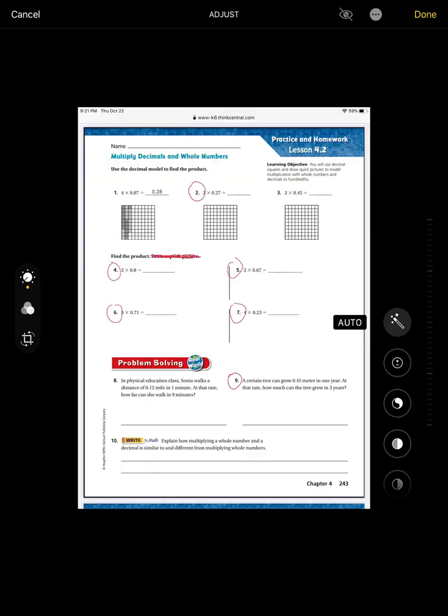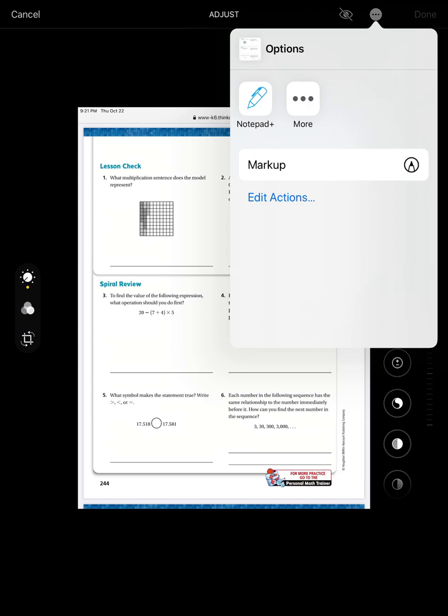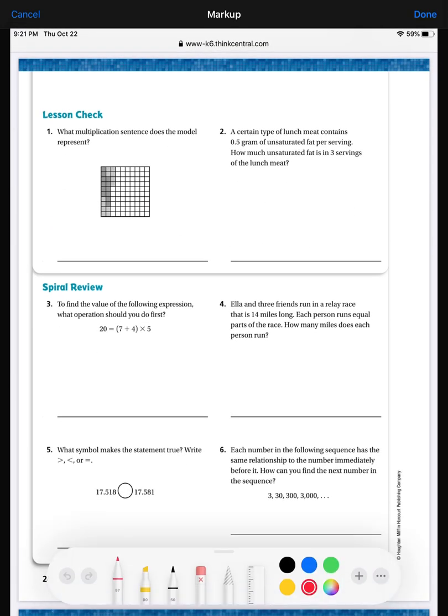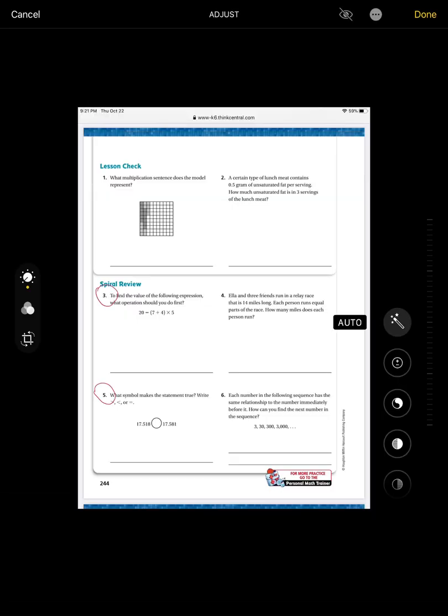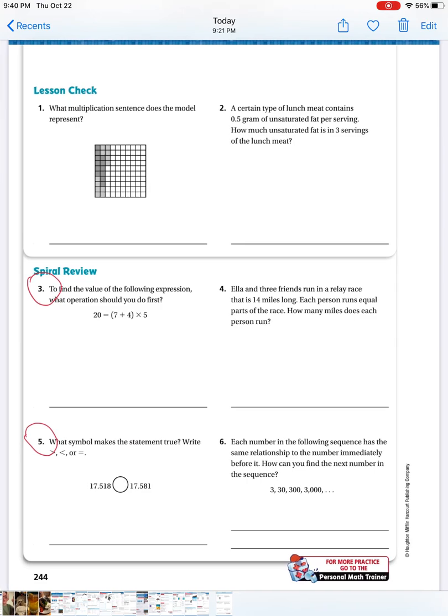Okay, then on page, sorry, hold on, let me get to the second page here. Page number 244, you are going to do problems number 3. I love 3. That's such a good problem. Let's see. I want you to do 3 and 5. Okay. So on page 243, you are working on 2, 4, 5, 6, 7, and 9. Then on page 244, you are working on 3 and 5.